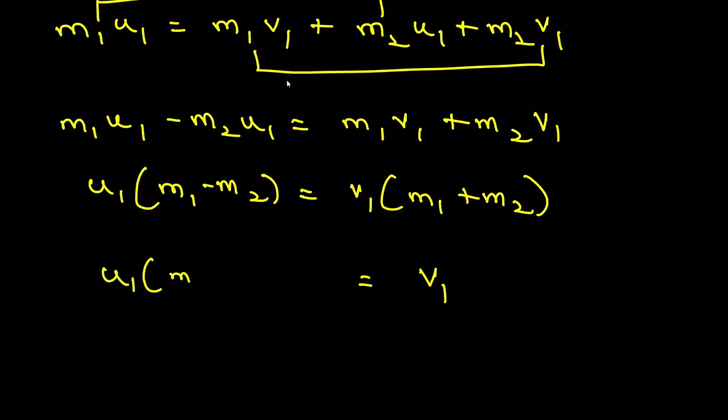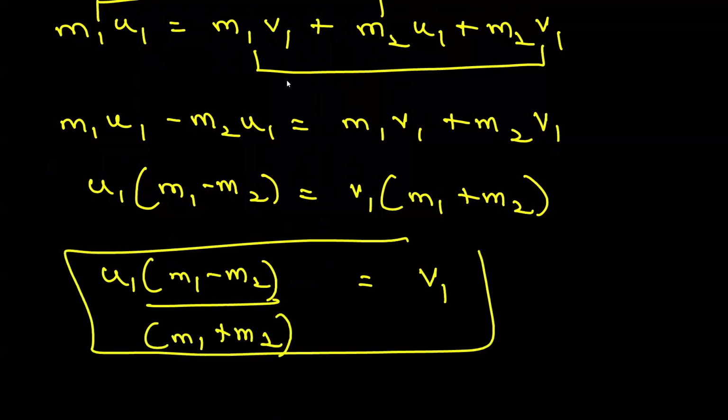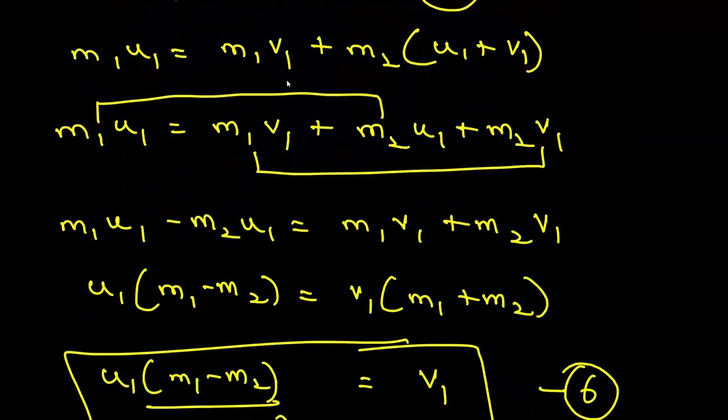U1 into this bracket remains as it is. The right-hand side bracket goes to the denominator, becomes M1 plus M2. So V2 was found as equation number 5. V1 I found as equation number 6. Okay. Now don't get scared. There's only math going on.